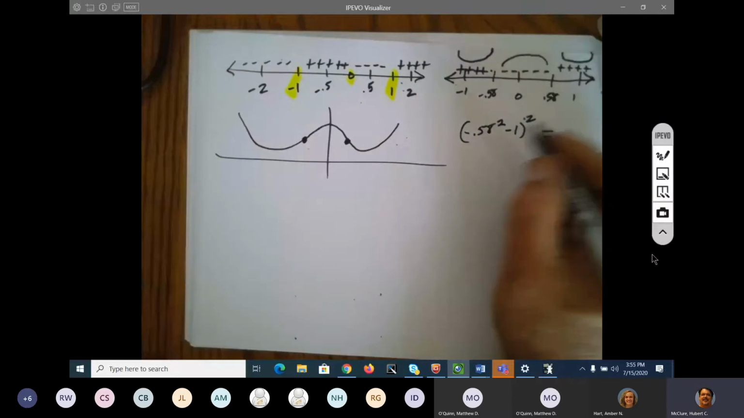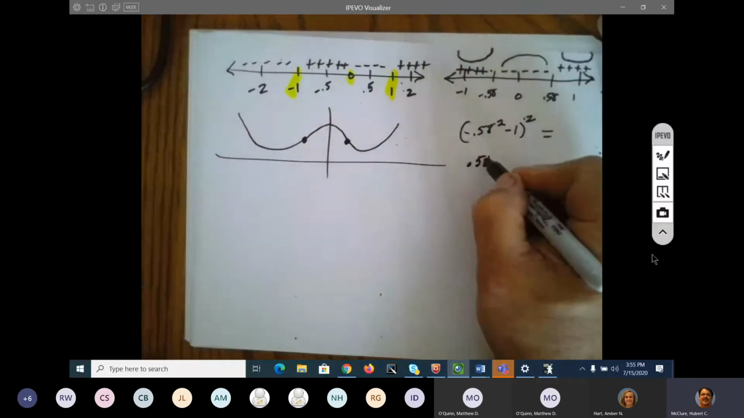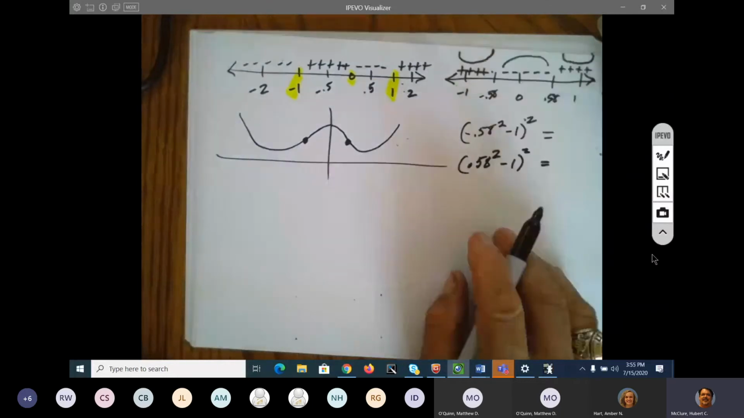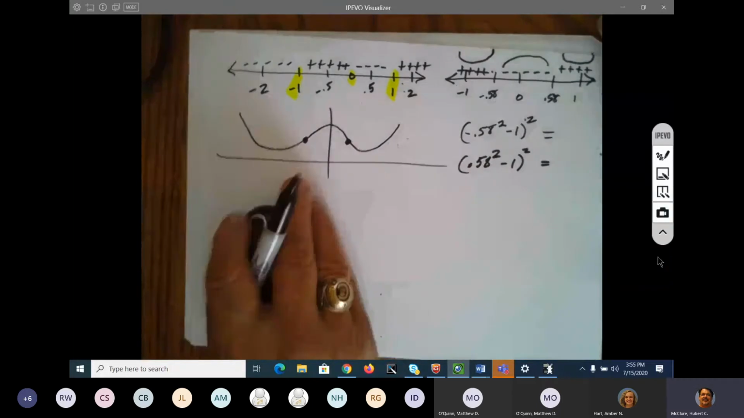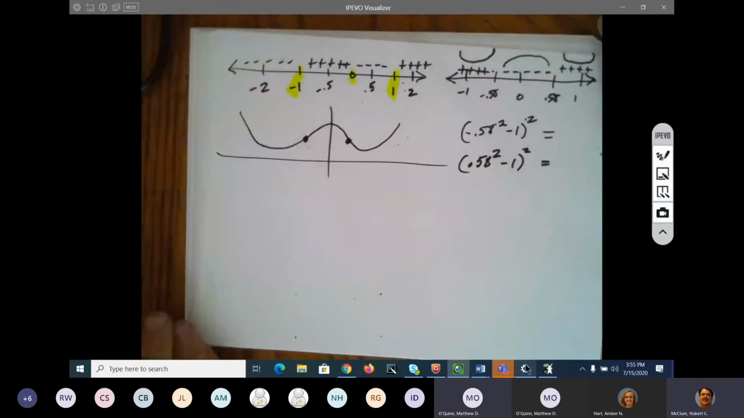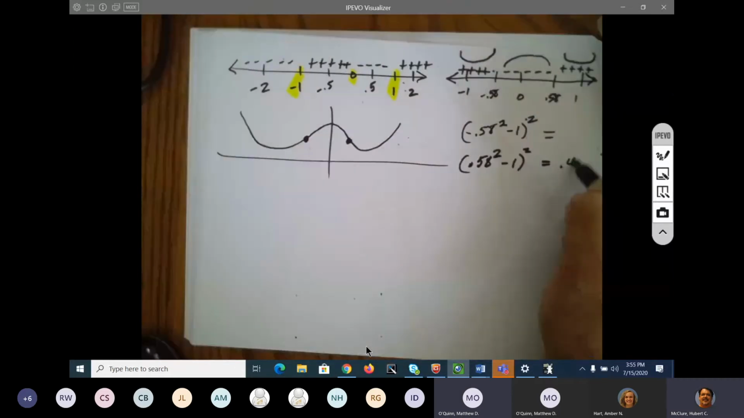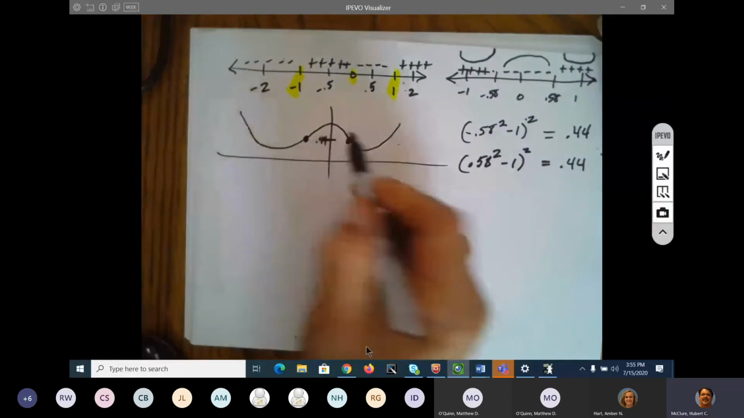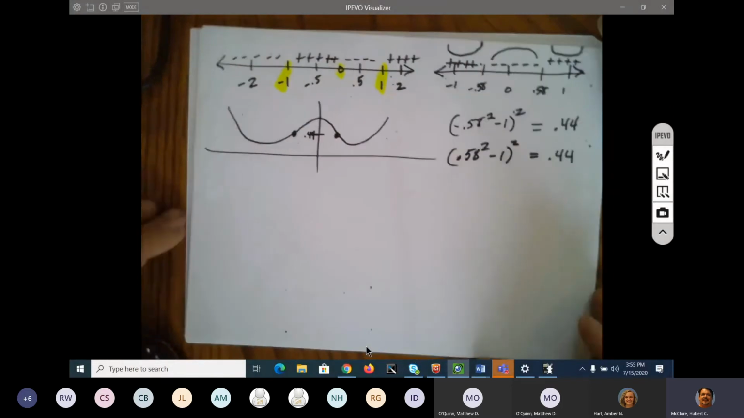And then somebody do 0.58 squared minus 1, squared. Should be the same y, but go ahead and check it. For the second one, I got 0.44. Okay, it's going to be the same. So 0.44. So I'm going to draw my big graph here.